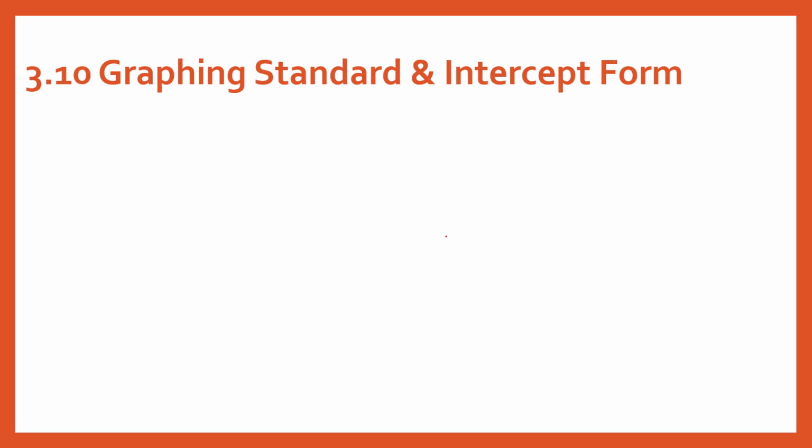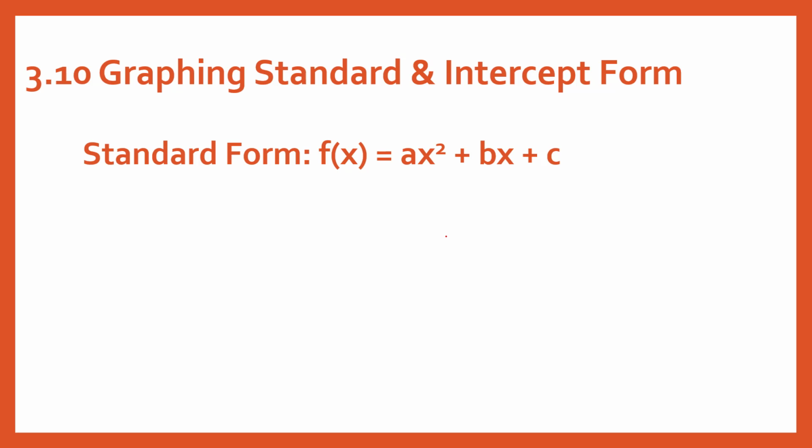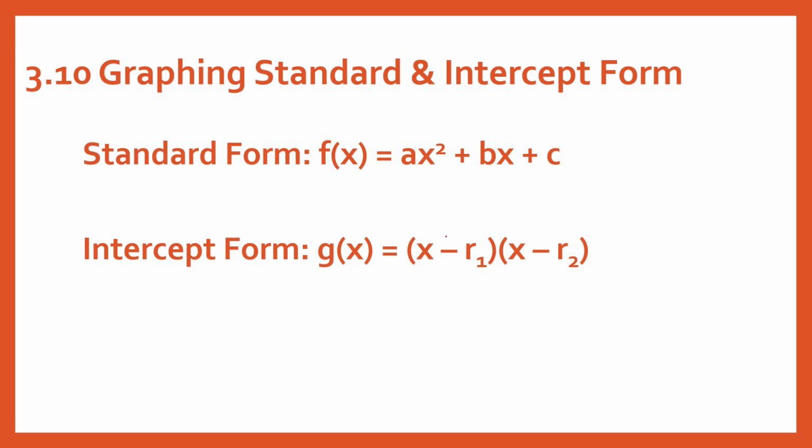In intercept form. So standard form we talked about previously, f of x is equal to ax squared plus bx plus c. And so we recall that from standard form, you can find the vertex using your x equals negative b over 2a formula. And that will give you the x value of the vertex. You plug it in to find the y value of the vertex. Well, you can also do a similar thing with intercept form.